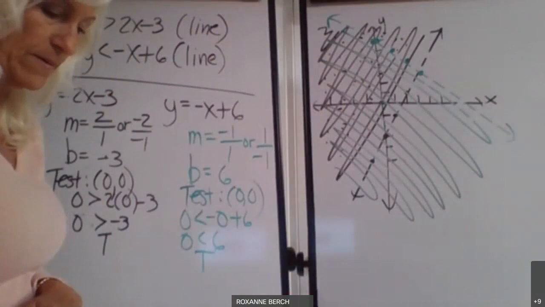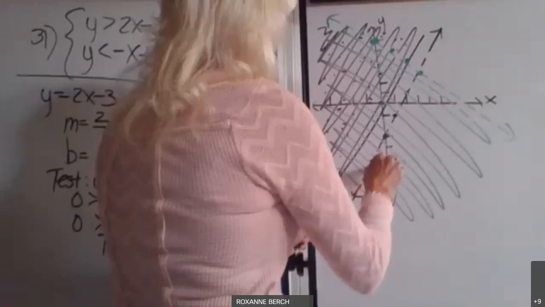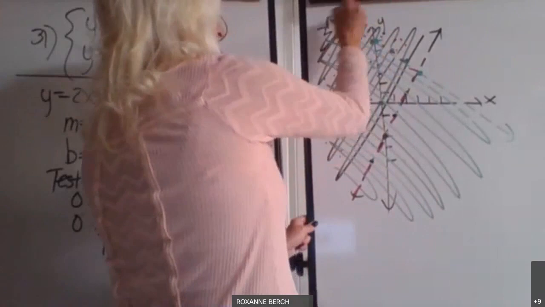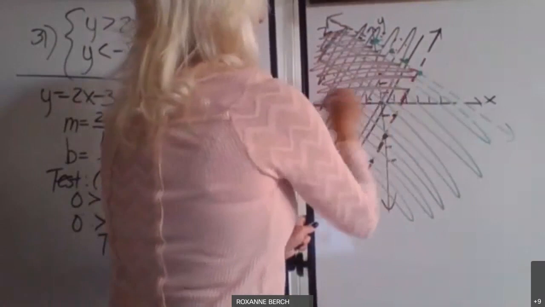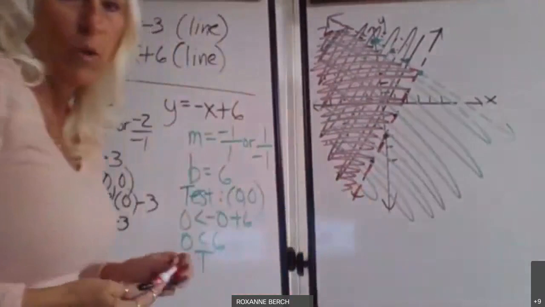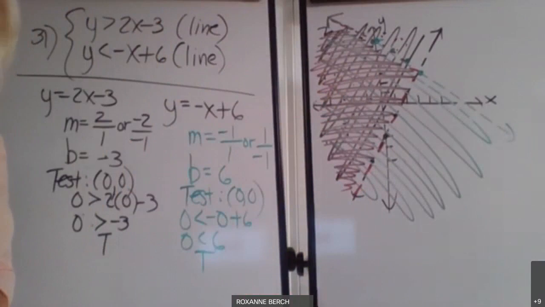Right. So this is going to be dotted. This guy's going to be dotted. And you're going to shade where you see black and green. So what that means in the red, if you can see the color, is that those red ones work in both. And those are the solutions to our system, because the red points work in both.